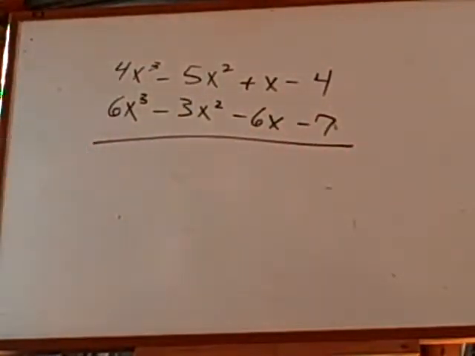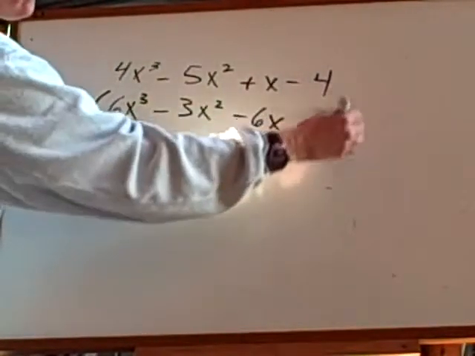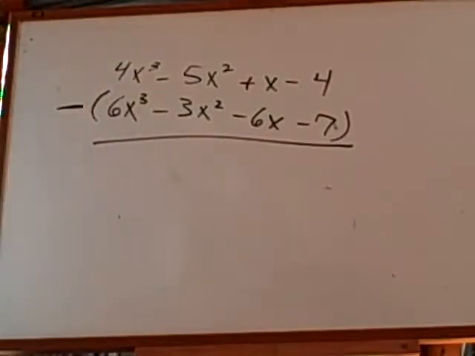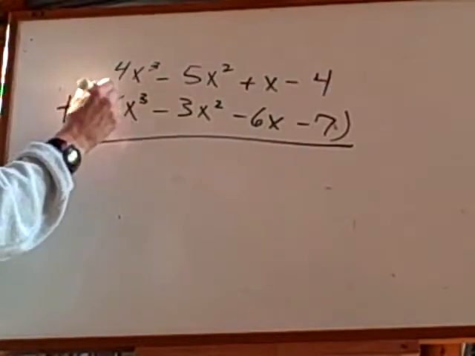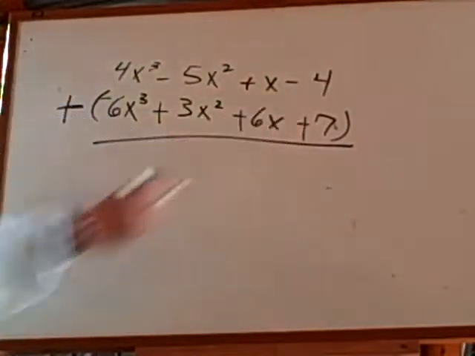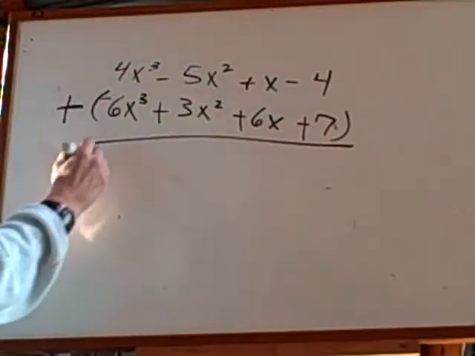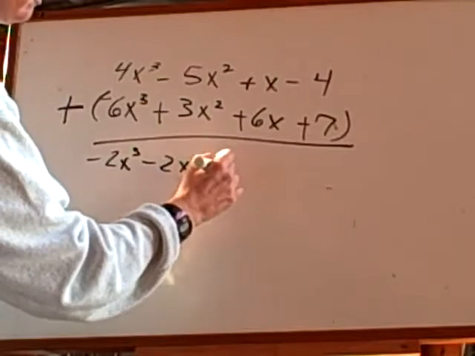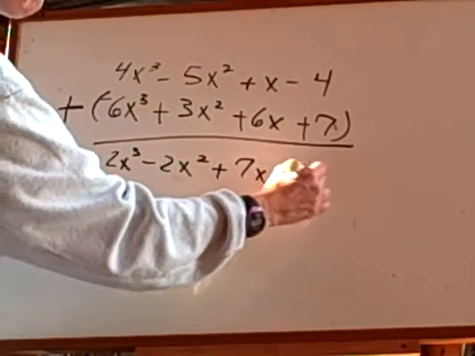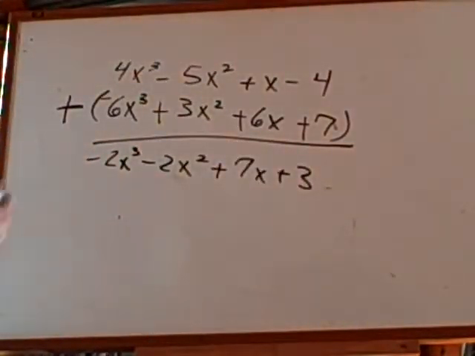Okay, so when it says subtract this from that, it means this whole thing. So I'm going to do my subtraction, which means I'm going to have to do the adding, but I have to take the opposite of everything. So adding the opposite, opposite, opposite, opposite. And we'll just add these. So negative 2x cubed minus 2x squared plus 7x plus 3. Does that look about right? Yeah. Is that your final answer? Yes, it's my final answer. It is a third degree polynomial.